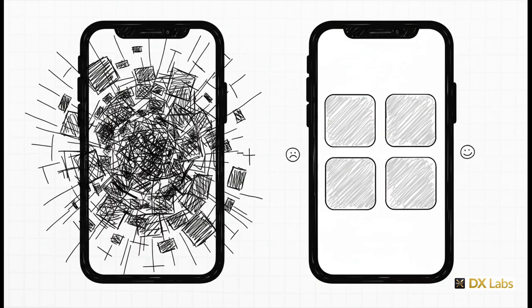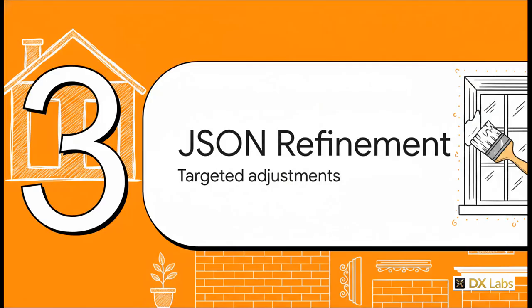But sometimes the visual blocks just aren't quite enough to get the exact look you need. Section 3. JSON refinement.